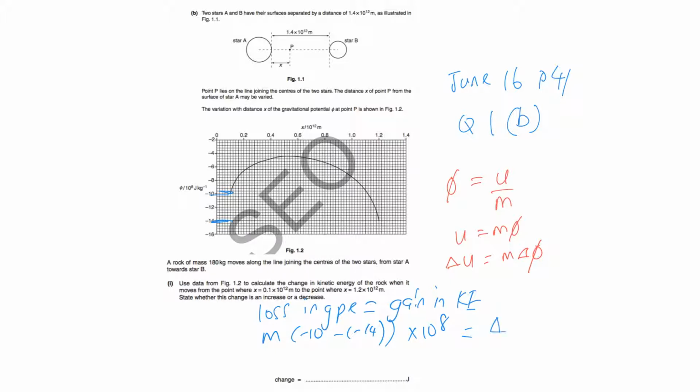which is delta EK. Now you don't need to find the speed, so you can leave it like this. So you substitute the mass here as 180, then this will be 4 times 10 to the power 8. That's how you find your change in KE.